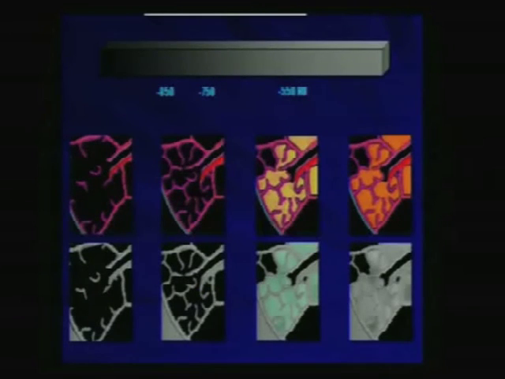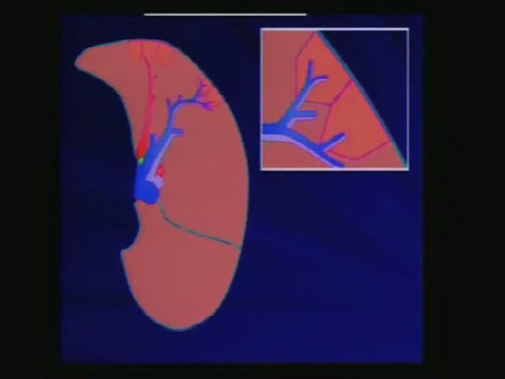So you can look also at the different opacities and their Hounsfield units, if you want to put a cursor on those different patterns. But this is, again, just looking at the secondary pulmonary lobule. So let's talk a little bit about cystic disease. And I'm not talking about localized cystic disease. I'm going to talk very briefly about general cystic disease.